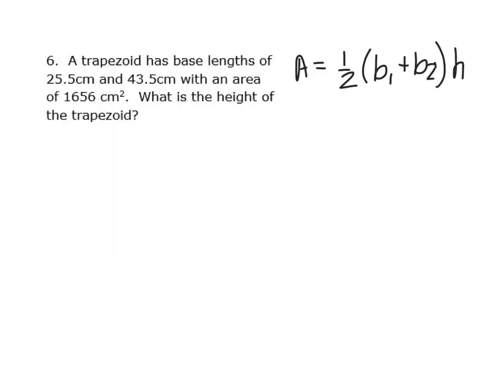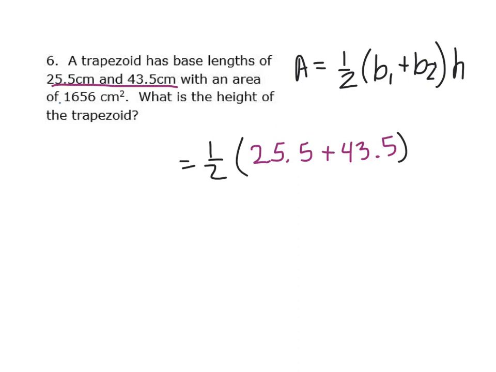This next one is talking about a trapezoid. The formula for the area of a trapezoid is 1/2 base 1 plus base 2 times the height. Once again, these are the perpendicular segments. Here we know our base lengths, so we know we're going to have to add 25.5 and 43.5. So this is going to be set equal to the area of 1656, and we are asked to find that height.